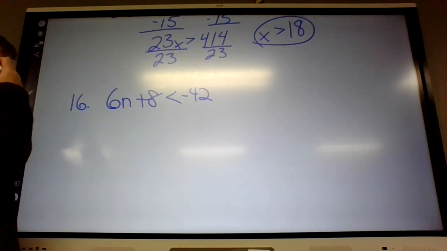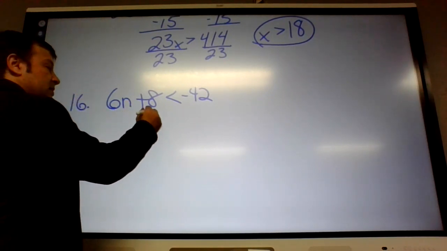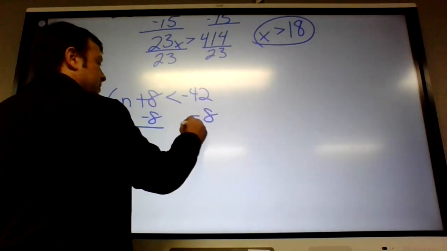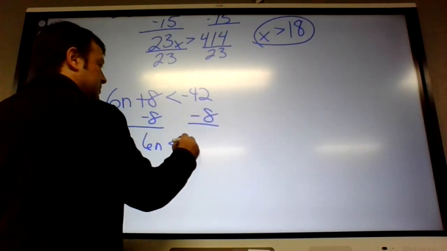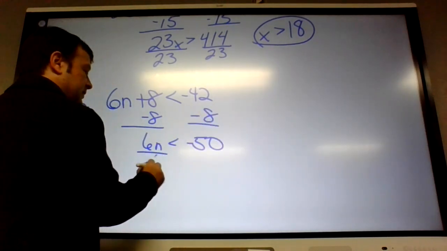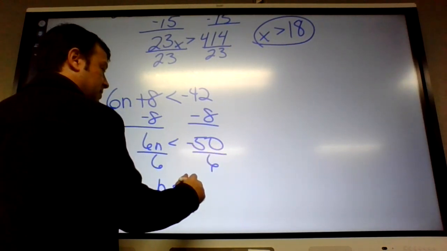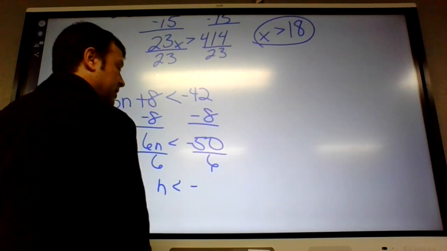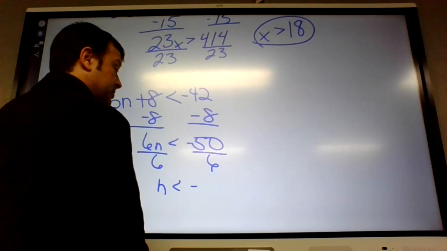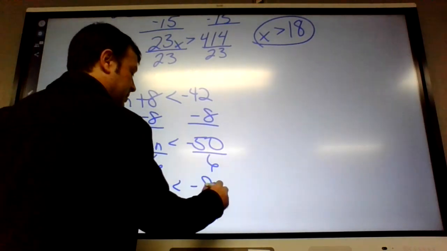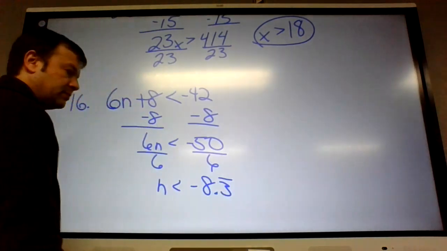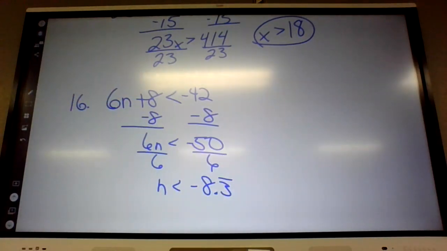It's the final answer that's a little bit weird. We subtract our 8 and divide by 6. Let's see, what would that be? -8, 3 repeating, I think. Okay, that's not the answer they actually wanted.